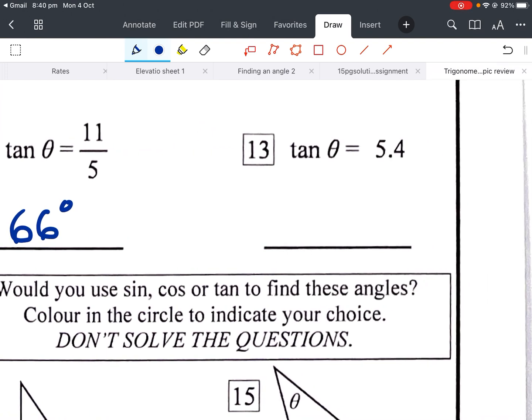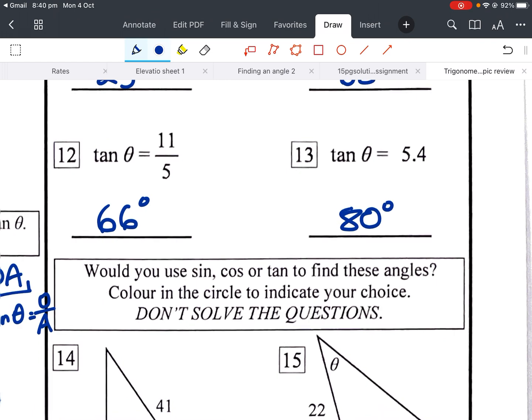Okay, and next one, tan theta equals 5.4. Press shift or second function, and then tan, 5.4, close the brackets if they're open, press equals, and I get 79.5. Again, because it's a 0.5, I have to round up the 79 to 80. So that one's 80 degrees.